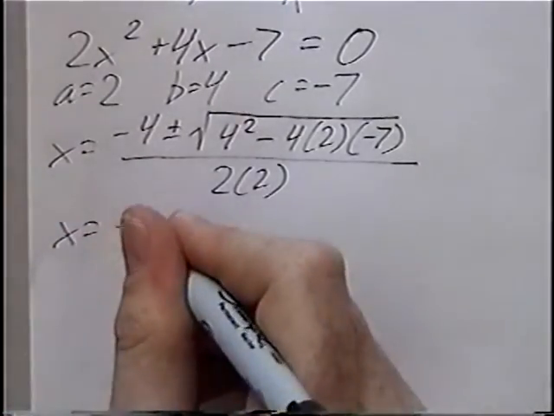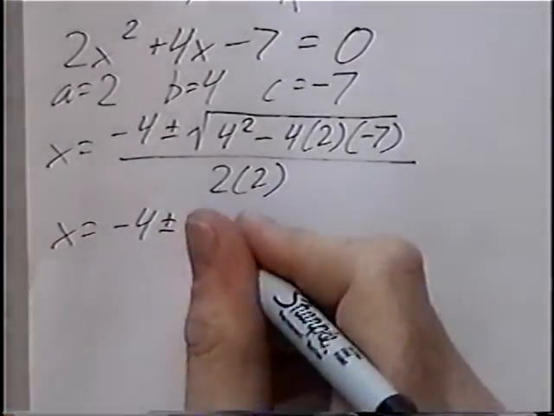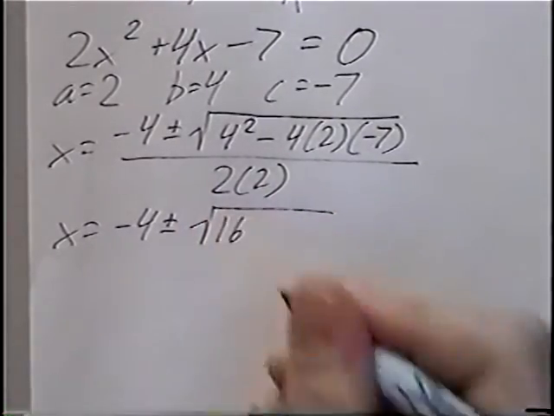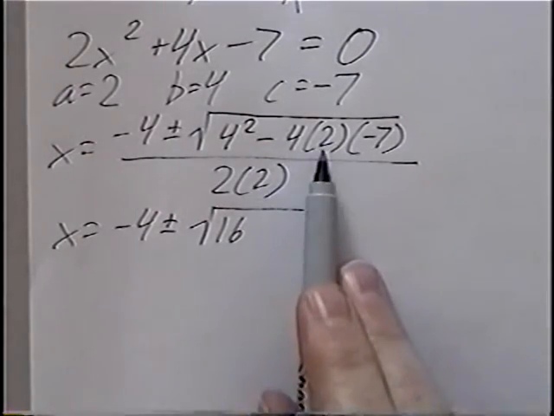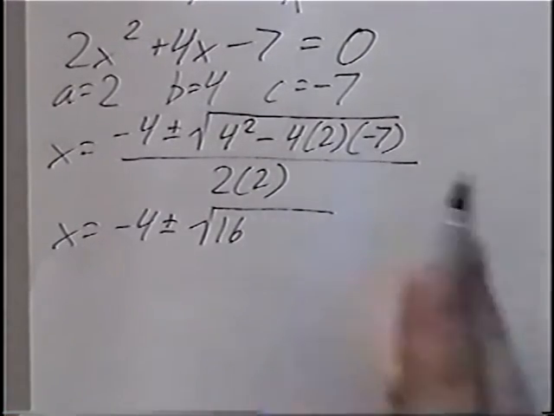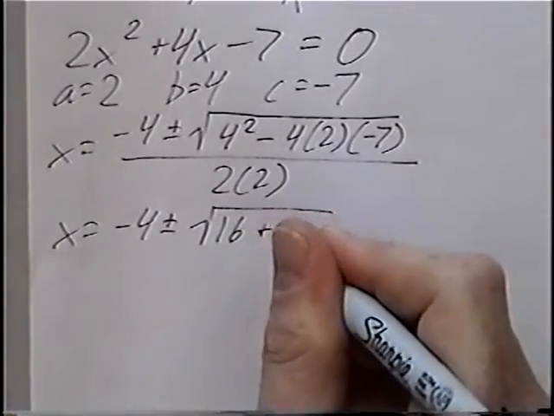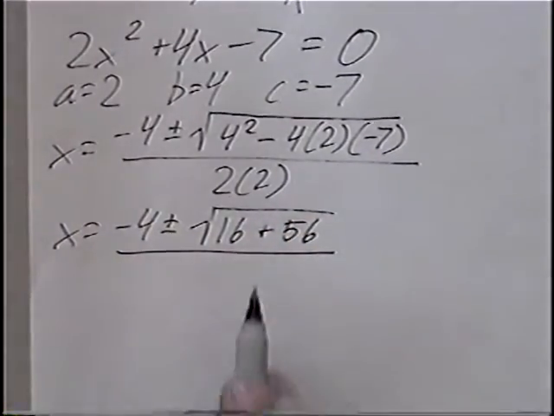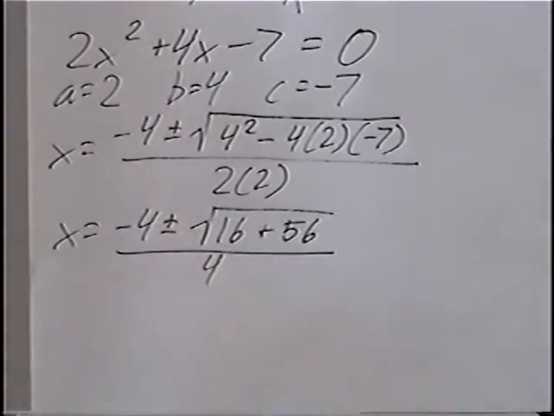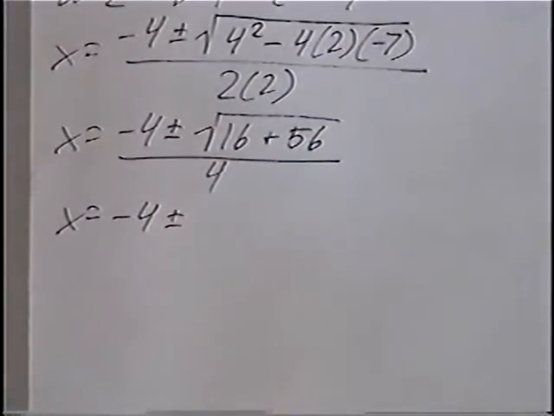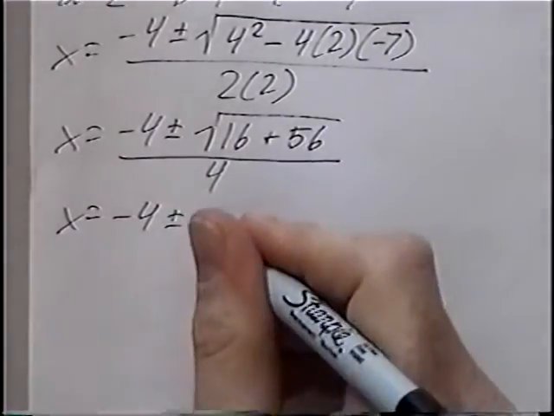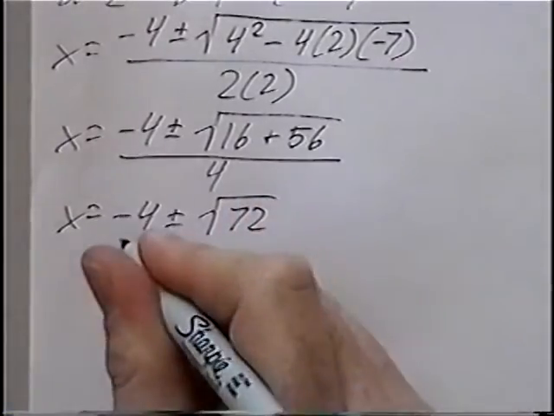X equals negative 4, which stays the same. The square root, 4 squared would be 16. Negative 4 times 2 would be negative 8. And negative 8 times negative 7 would be a positive 56. Divided by 2 times 2, which would be 4. X equals negative 4 plus or minus 16 plus 56 would be 72 divided by 4.